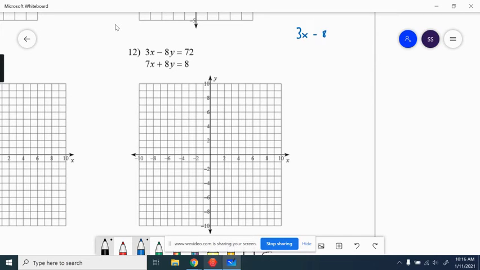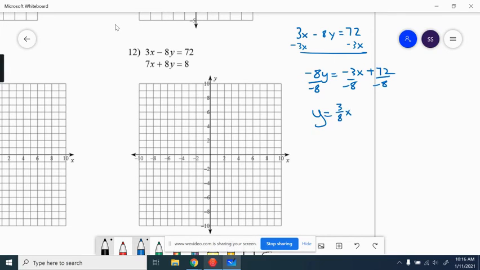3x minus 8y is equal to 72. I want to isolate y, so I'm going to subtract 3x on both sides. And I'm left with -8y is equal to -3x plus 72. And now I divide by -8. And I'm left with y is equal to 3/8 x, let's keep the slope as a fraction, but let's recognize that a negative over a negative is a positive. And positive 72 divided by -8 is -9.